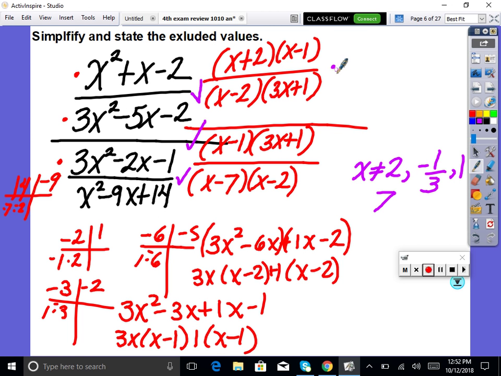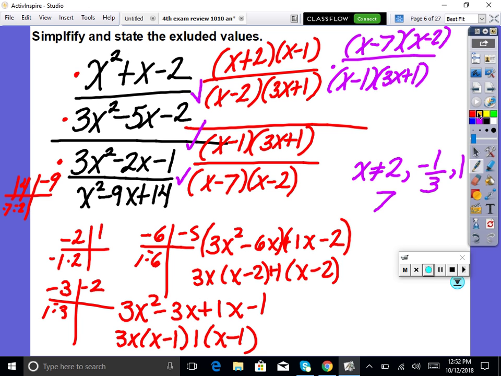Now dividing fractions is easy as pie. Flip the second fraction and multiply. We have an x minus 7 and an x minus 2, divided by, and we have an x minus 1 and a 3x plus 1. Now multiply straight across, but don't actually multiply. I'm just going to go ahead and extend my line and just know that these are multiplication signs, so it would be okay to divide across them.